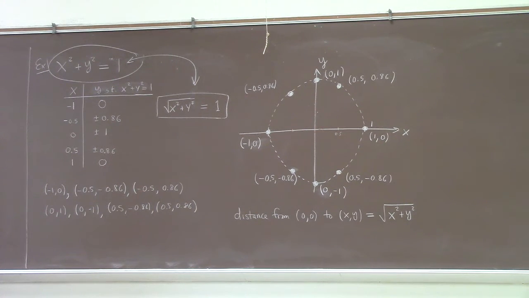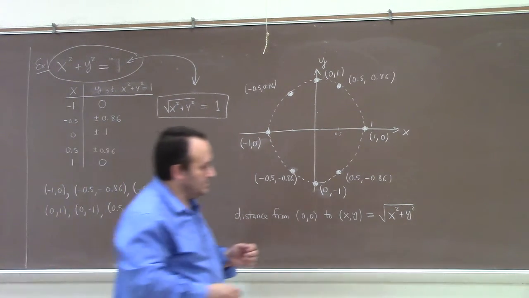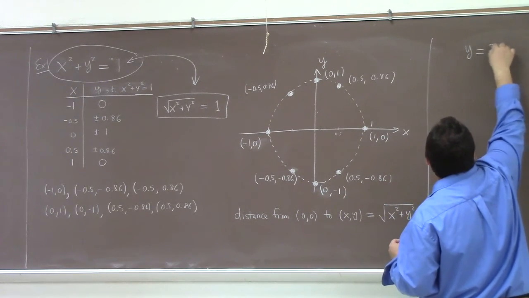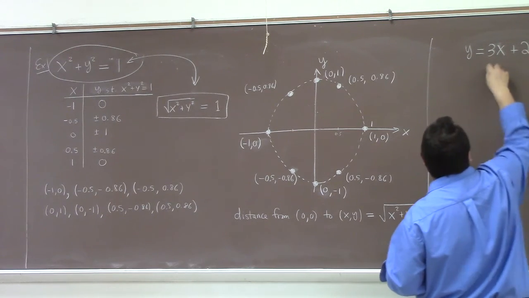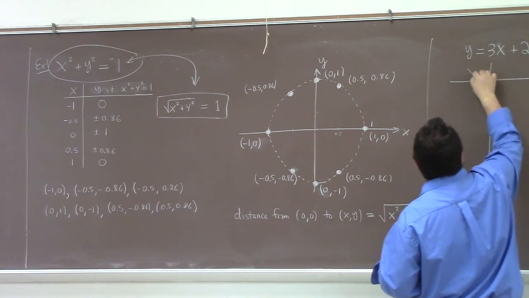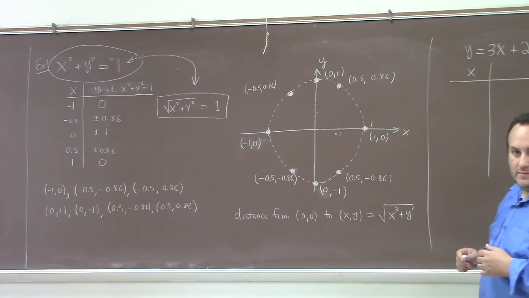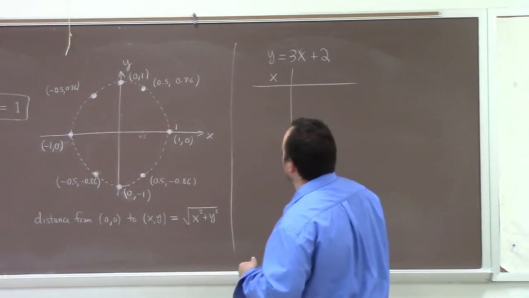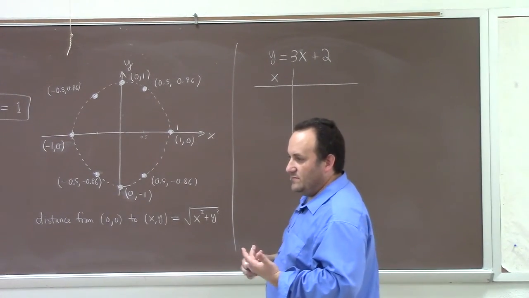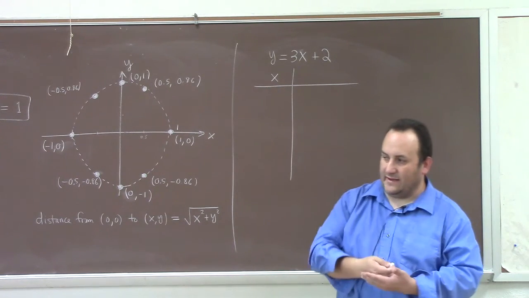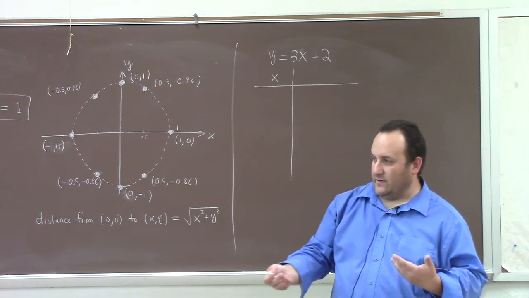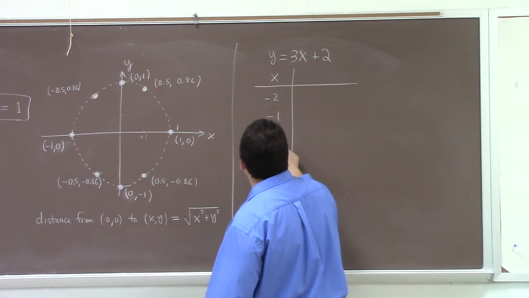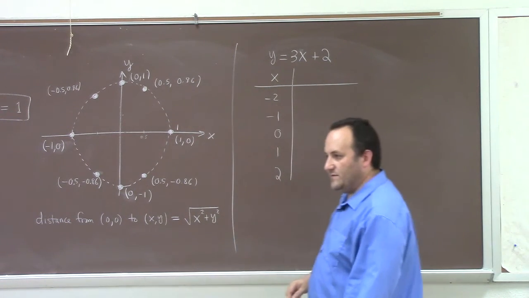Another example? Oh, sure. We could do like y equals 3x plus 2. Here's x. So this one is a little bit easier because we've already got y, right? So all we got to do is plug in x. And then we get the y value, right? So I'll do like minus 2, minus 1, 0, 1, 2. That should probably be enough for us here.